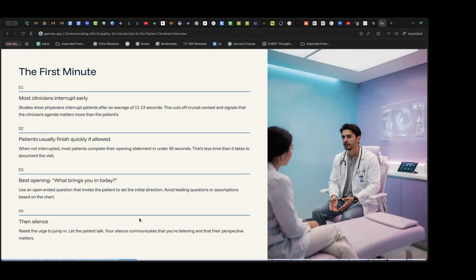And then you go into what brings you in today, and you go silent. Resist the urge. I put this a lot. Fight the urge to speak. Let the patient talk. So the best start is: what brings you in today? And then be silent. Okay? The patient usually finishes their story if we give them a chance.